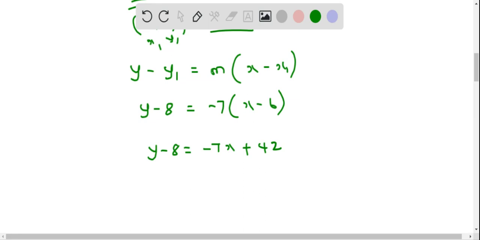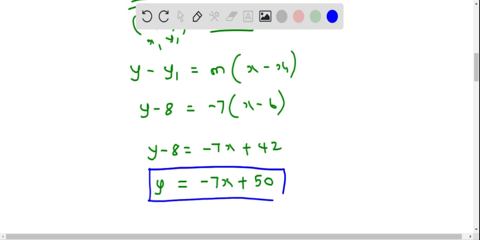Let's add 8 to both sides and put this in the y equals mx plus b form. So we get y equals negative 7x plus 42 plus 8 is 50. So this is the equation of the tangent line to the curve at the point x equals 6. That is y equals negative 7x plus 50.